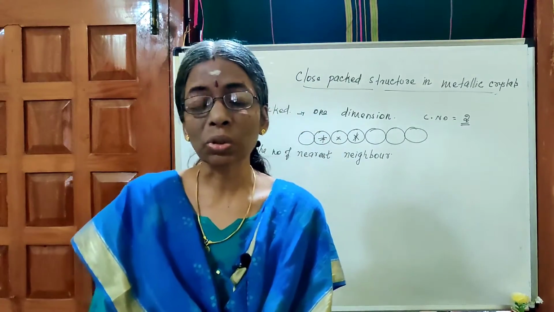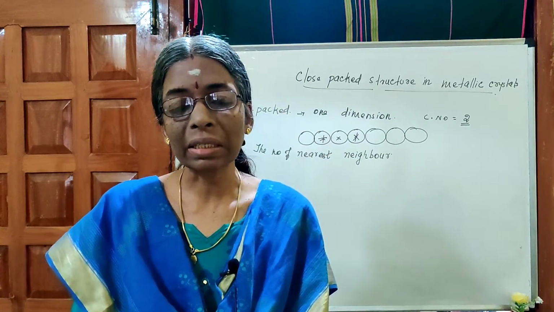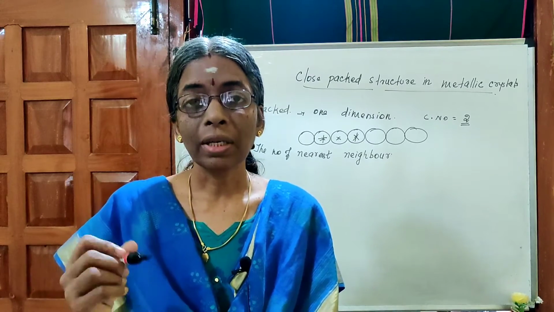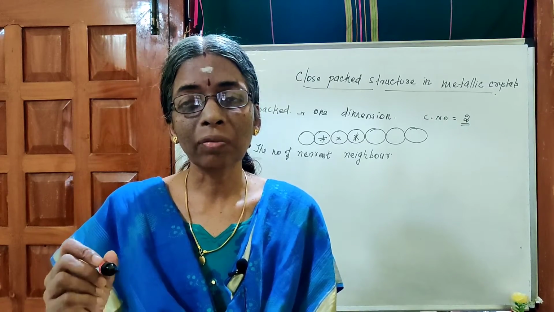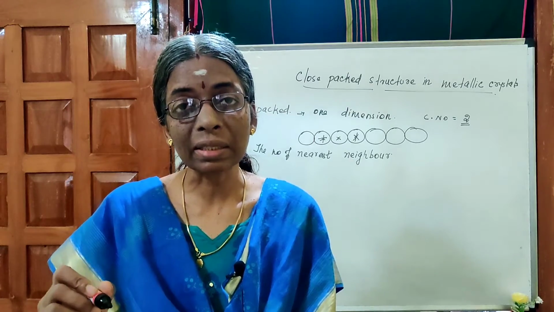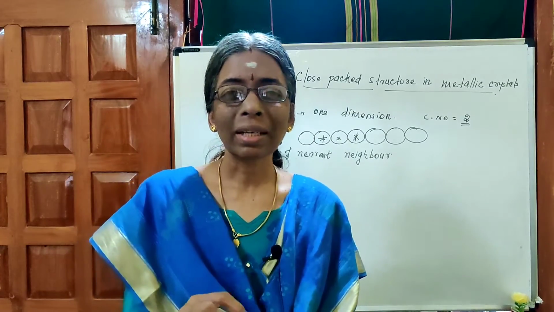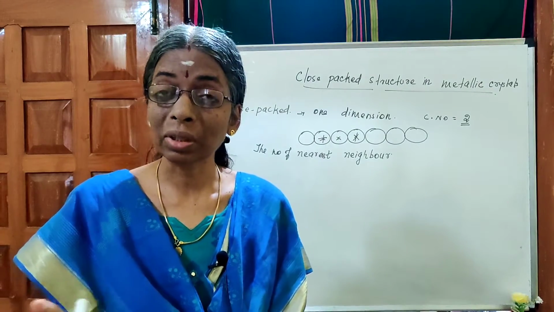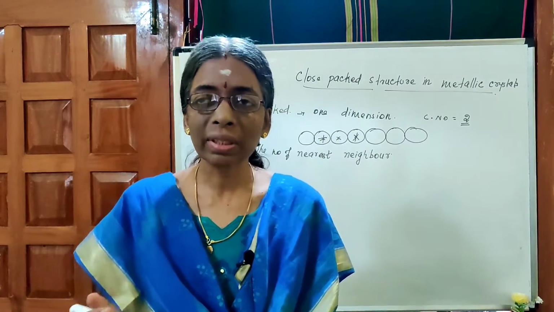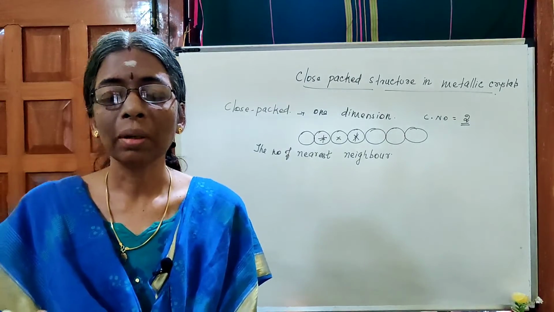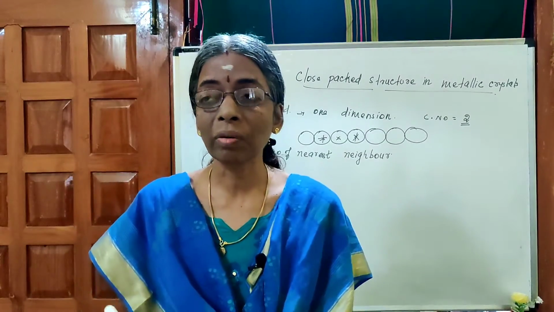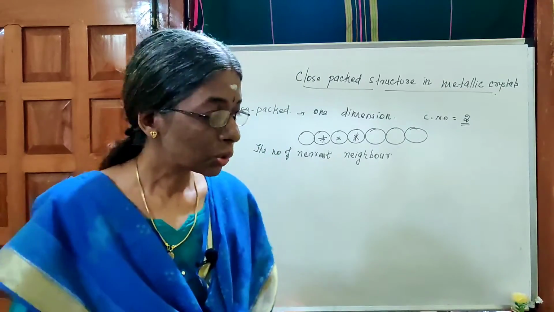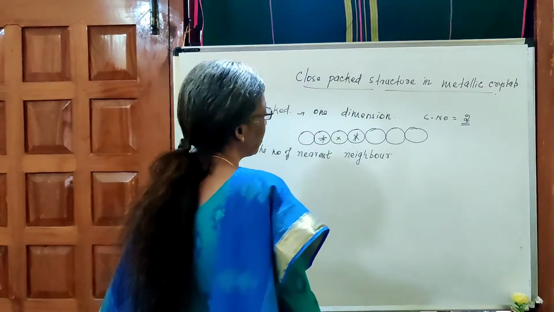Sometimes students write the number of spheres touching the given sphere. That may not be the same in every case, so it is not correct. Whenever they ask what is coordination number, please write this: it is the number of nearest neighbors. Okay, so this is one dimension packing.